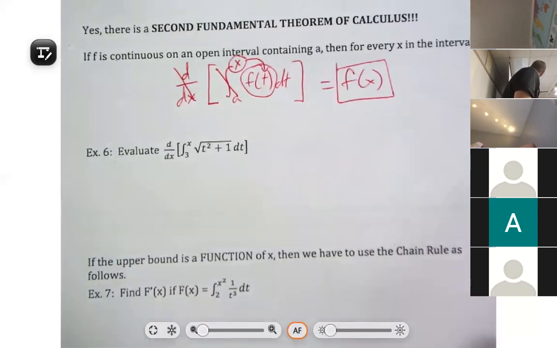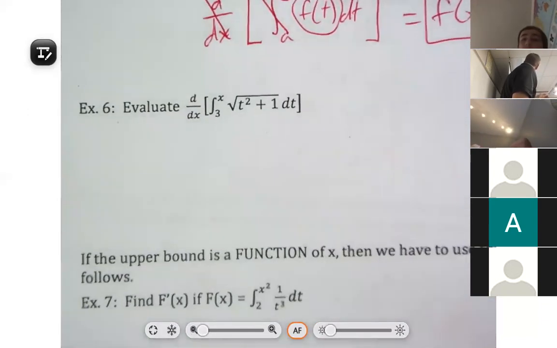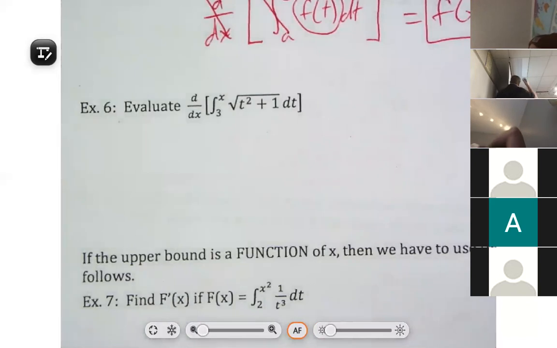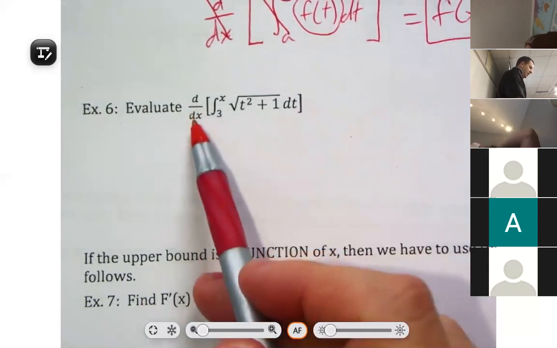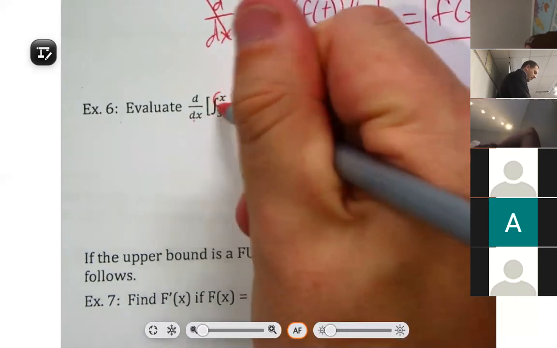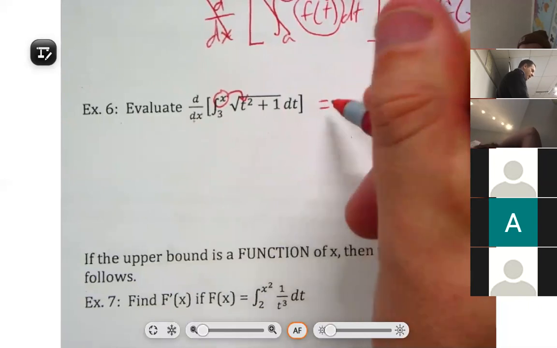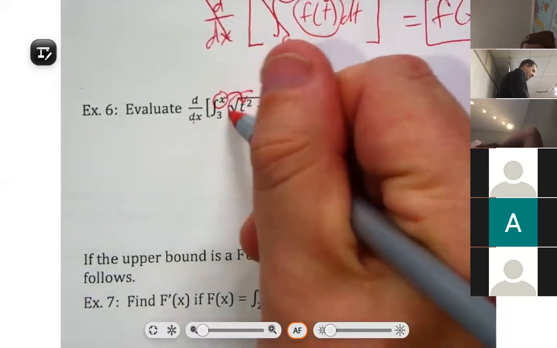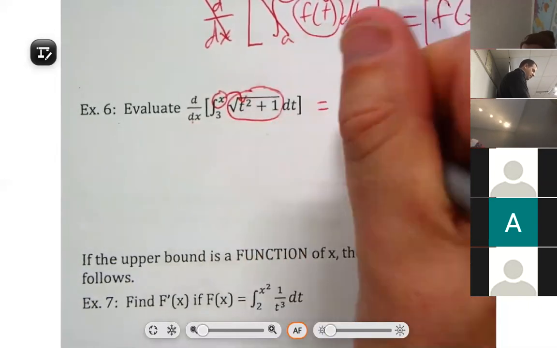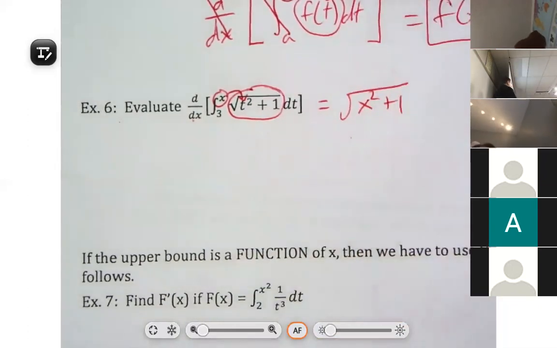So if I look at example 6, and it looks crazy messy at first, right? You've got derivatives, you've got integrals, one of the limits is x, you've got radicals. But all they want you to do, if you differentiate an integral, is this: this x, this upper limit, just pops right in place of the t, and everything else inside the integral stays the same. This function is all we're left with. It'd be the square root of x squared plus 1. No work to do.